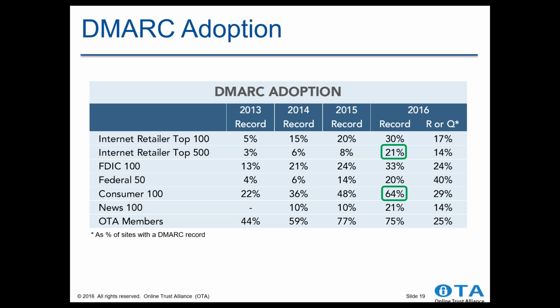But we want to see both those numbers come up, both the number of companies that have records and the ones that can then move on to assert a policy that would allow recipients to take action on email that fails authentication, and therefore let less bad stuff through.